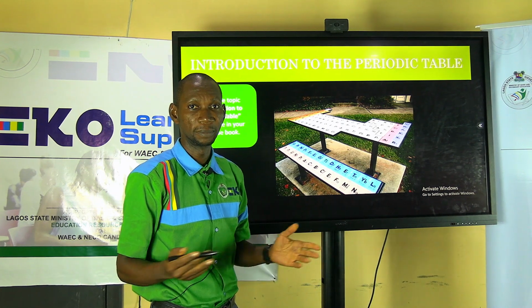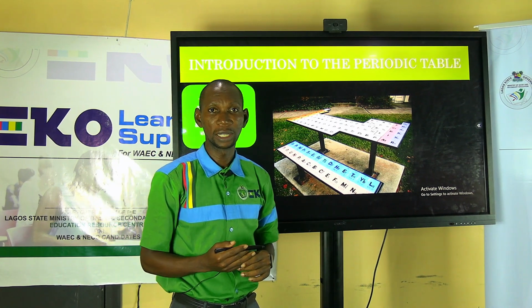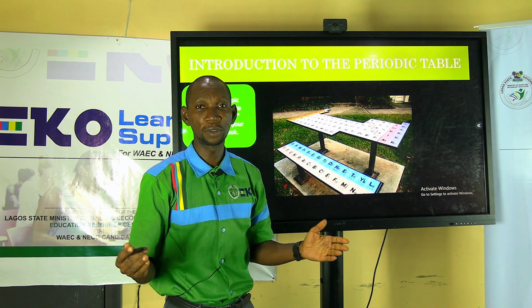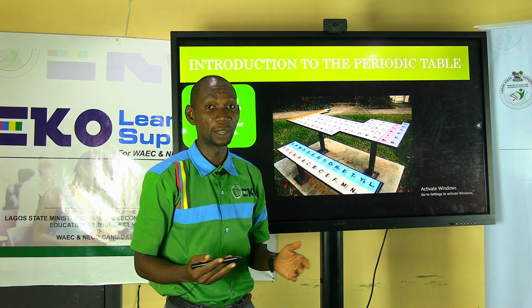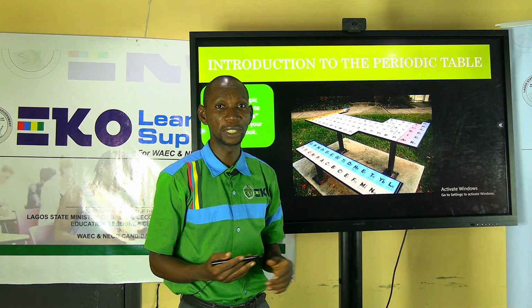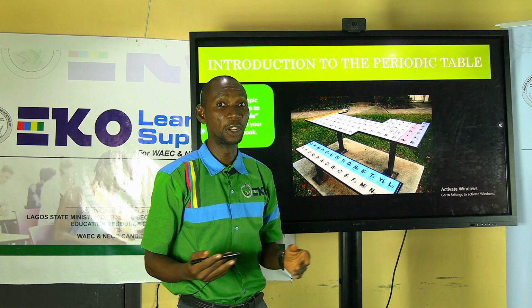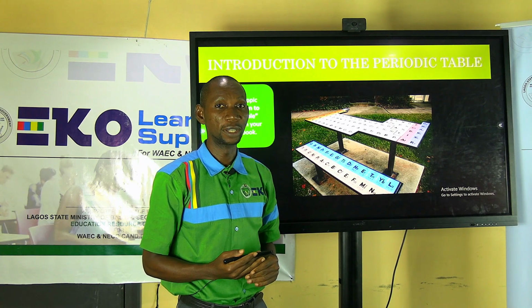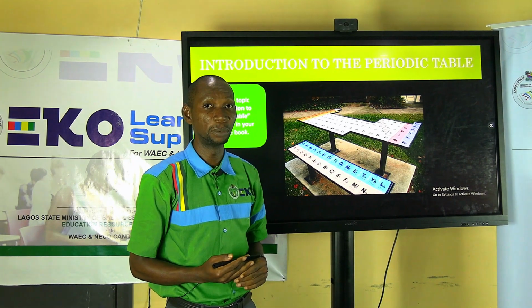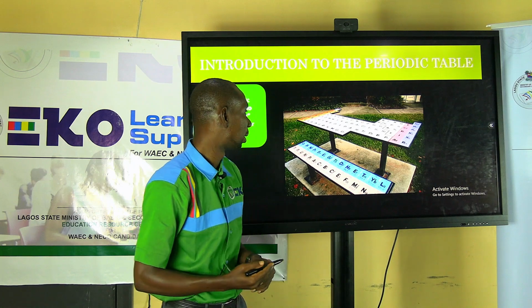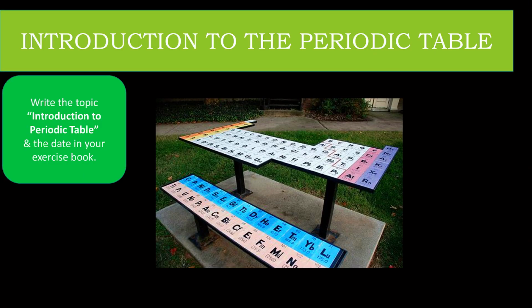You're a student of mathematics, I believe, so there are so many other tables. For example, in mathematics, we have the four-figure table, which is a table of numbers. In chemistry, we have a magical table that contains elements. I want you to write the topic in your notes and the dates as we proceed.